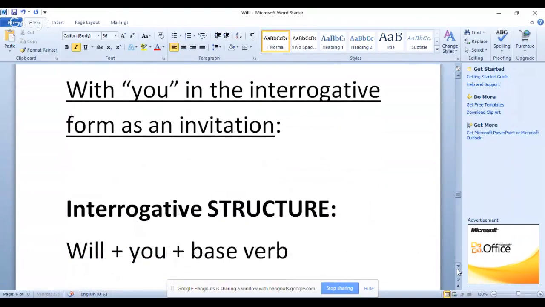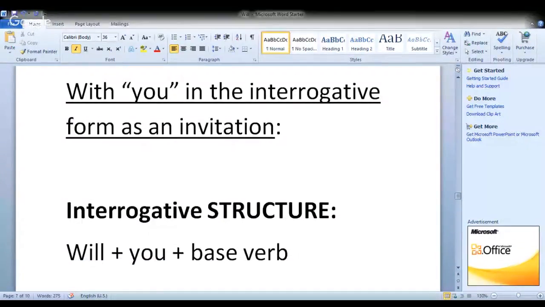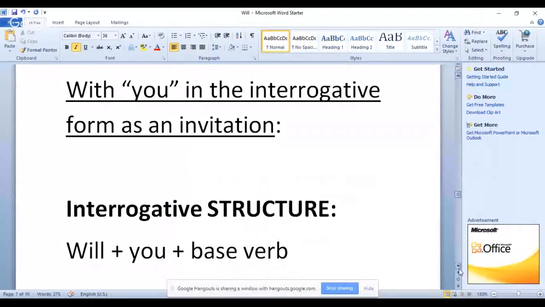All right, so now I'm going to have you read these two parts while I pour myself some tea. So just a moment, I'm going to mute myself. Go ahead and read these for us. Okay. With you in the interrogative form as an invitation. Interrogative structure: will plus you plus base verb. All right, very good. So just kind of the question portion, right? The interrogative.